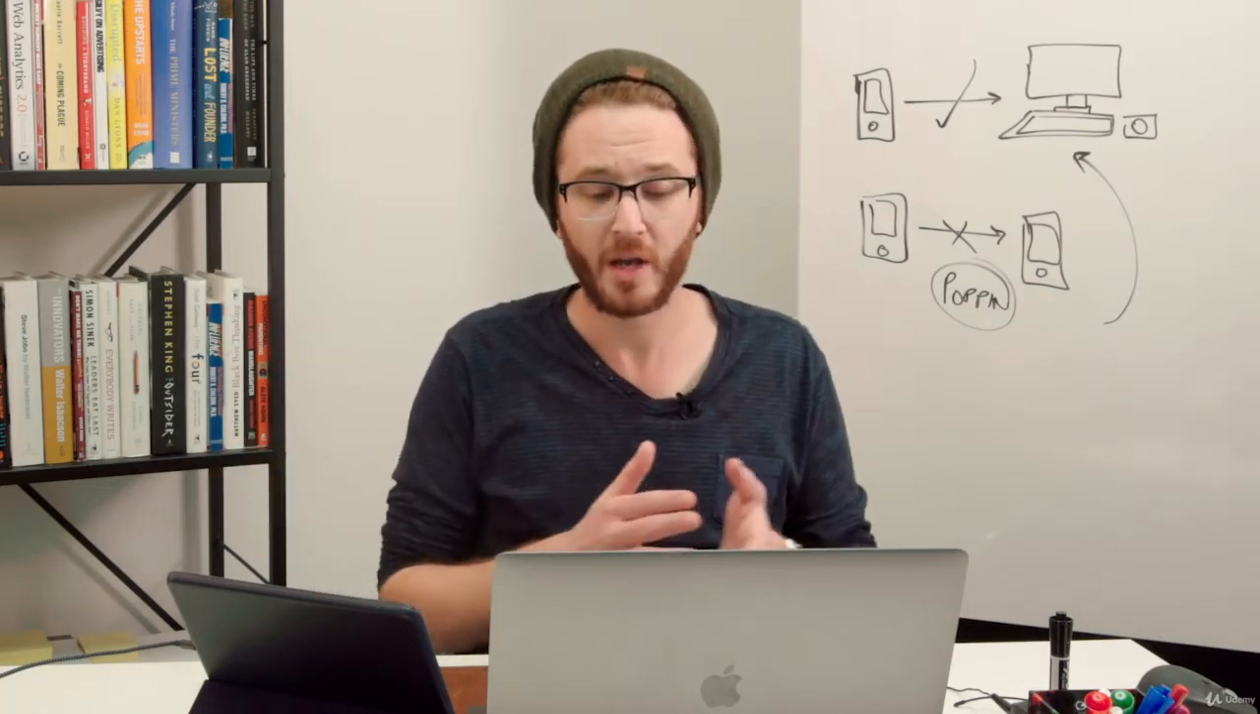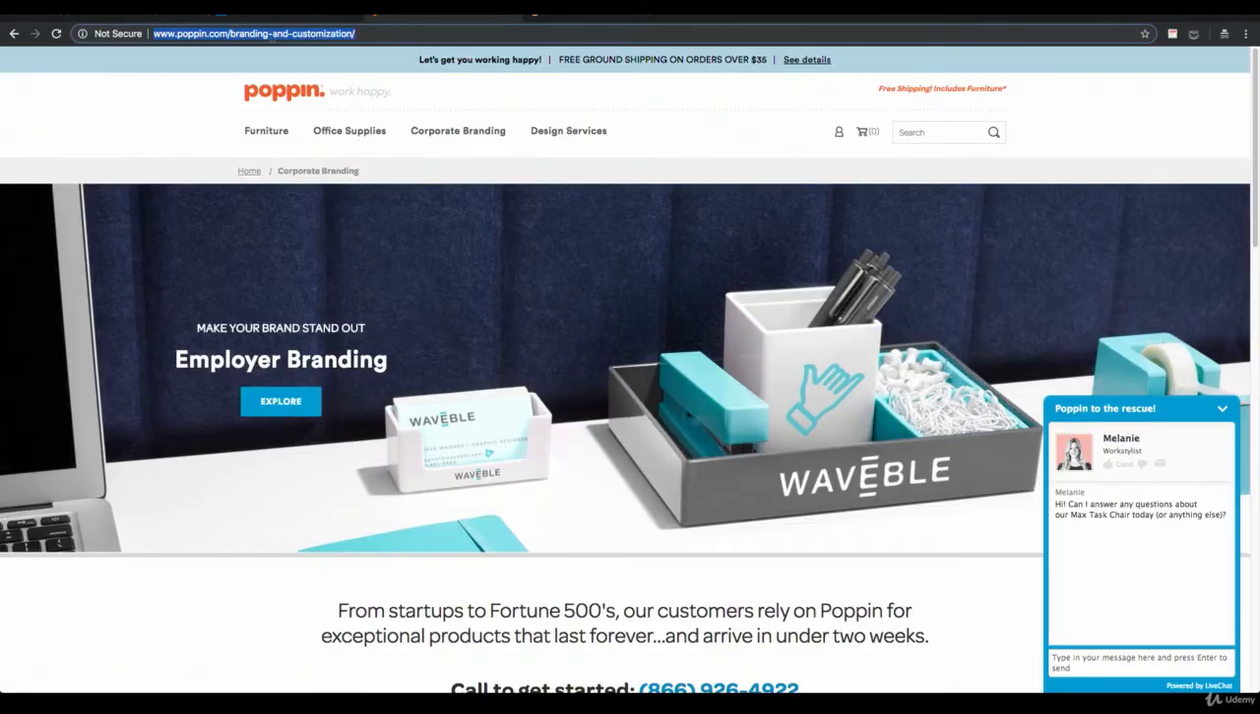So for example, if you have a final URL in an ad, let's say poppin.com/branding and customization, and I have a tracking template set up at the campaign level, and I activate that tracking template, then every single click of an ad will append that information to the URL once I land on the page.